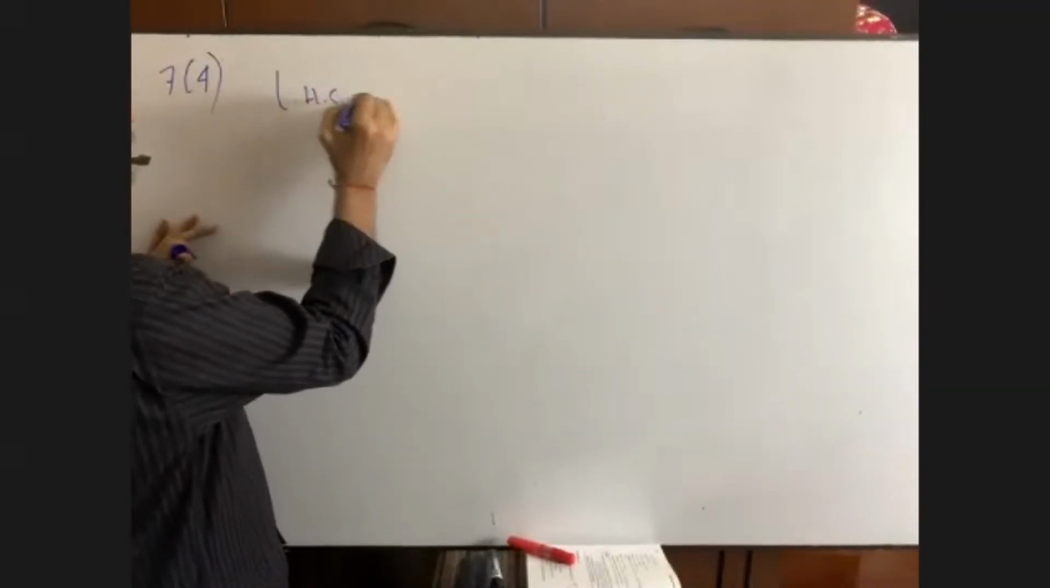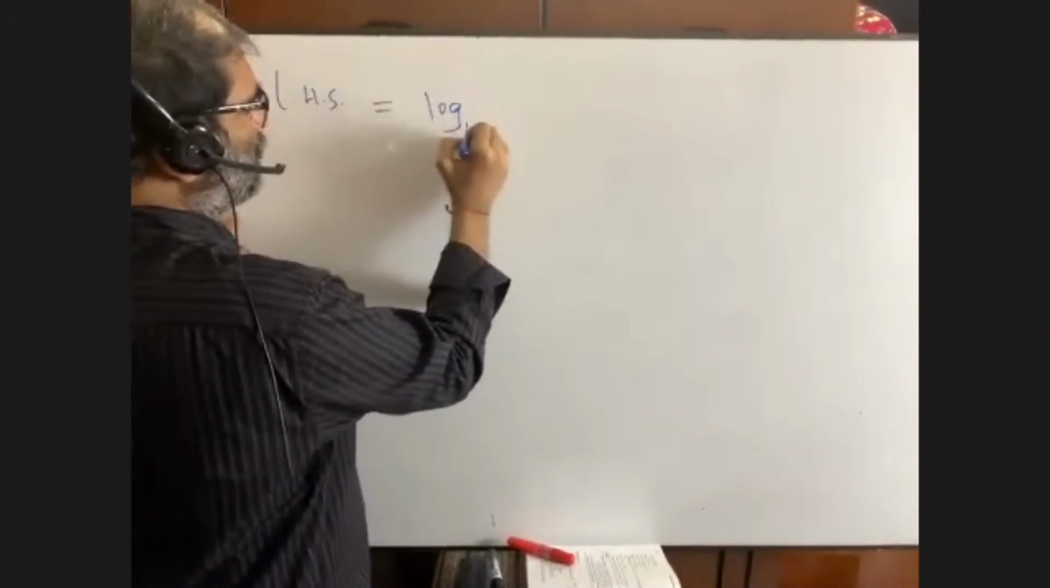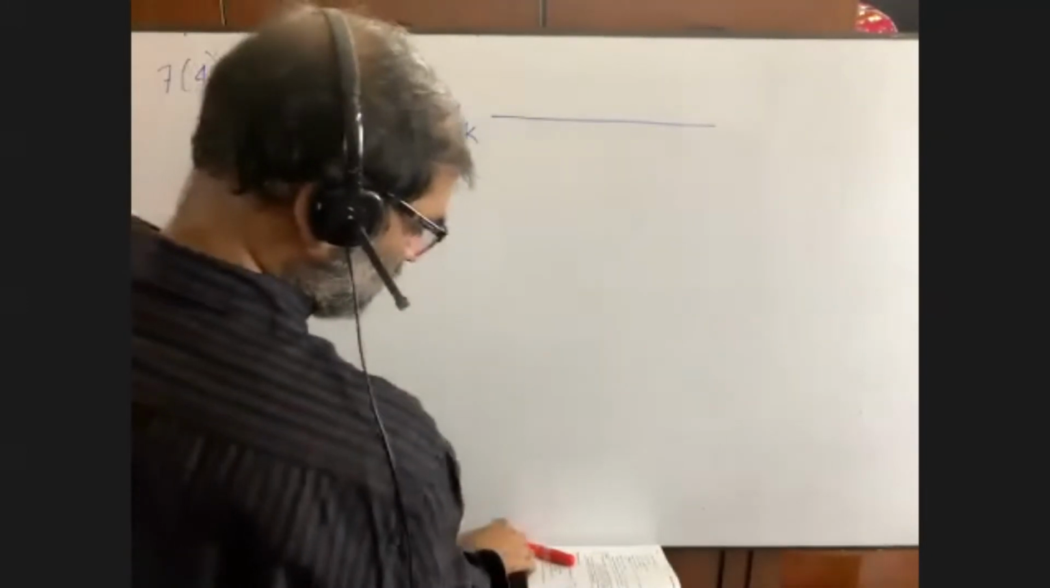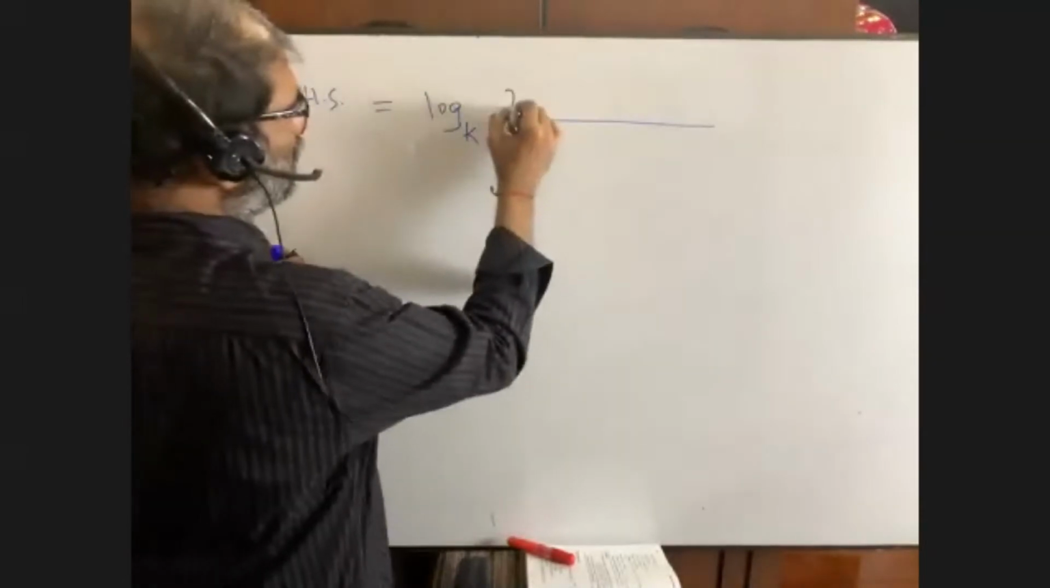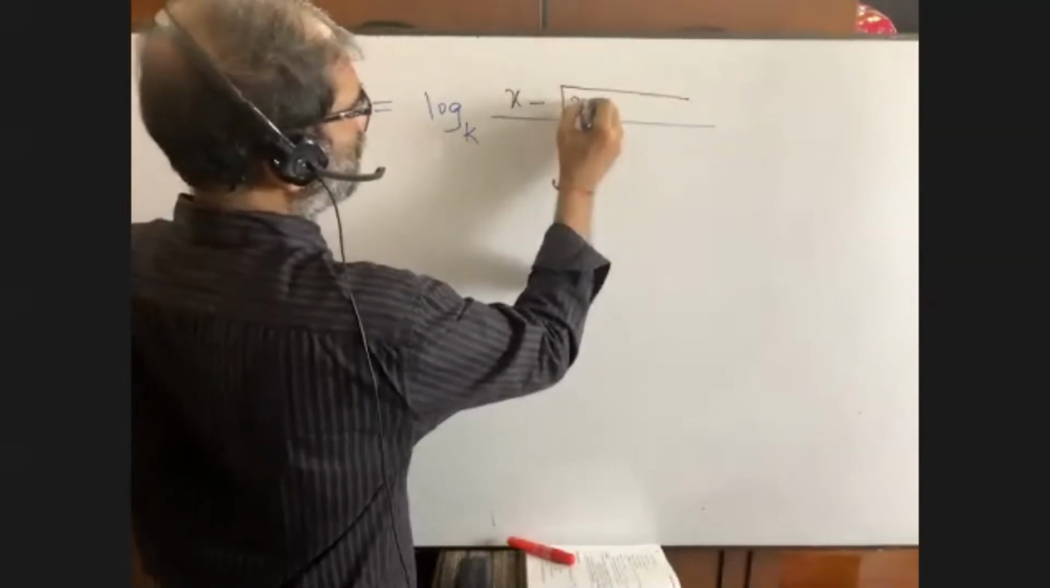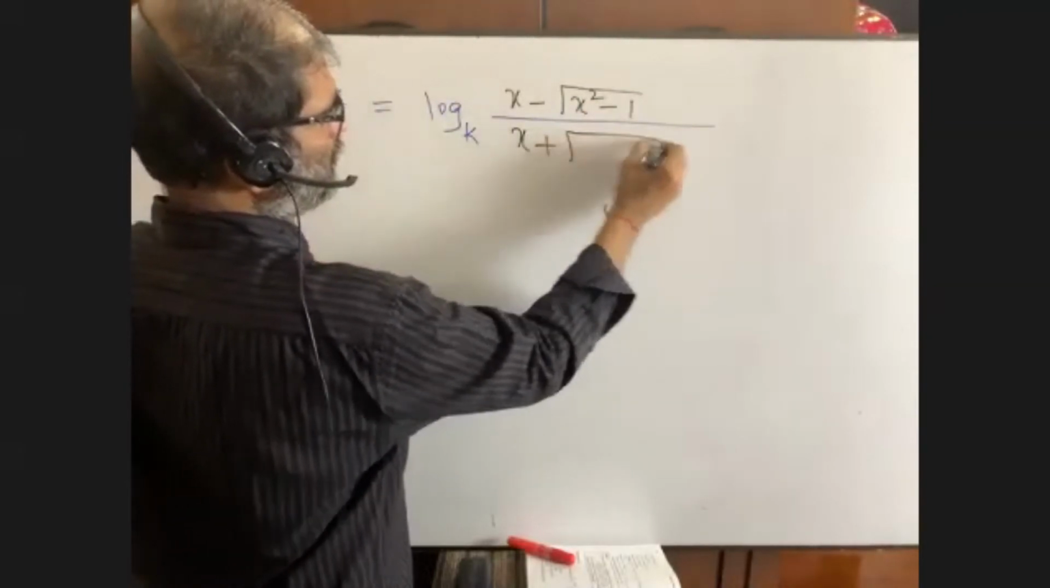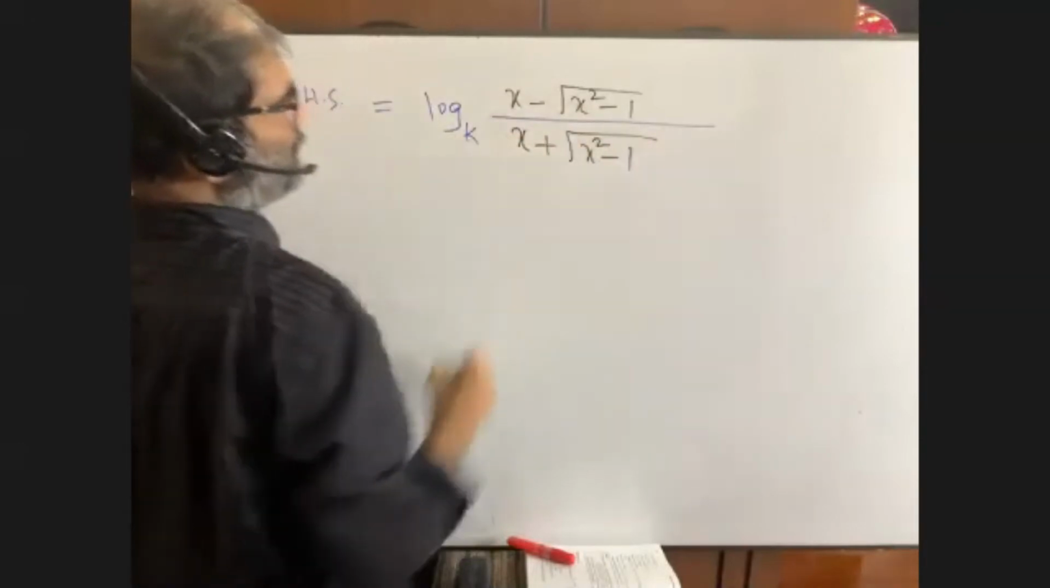Now, going again to question number 4 of 7. Left hand side, write down log k of x minus root over x square minus 1, over x plus root over x square minus 1. This is the math given in the book.